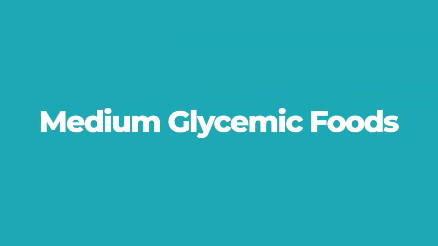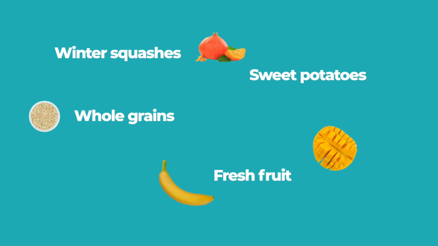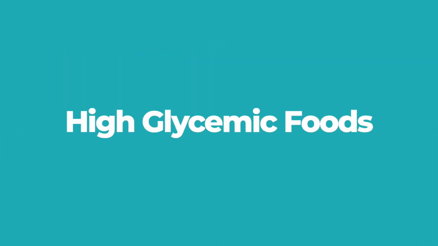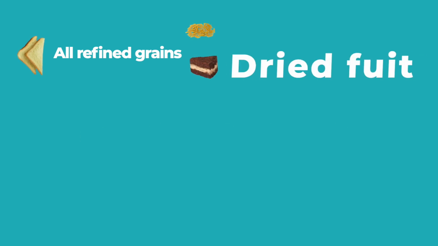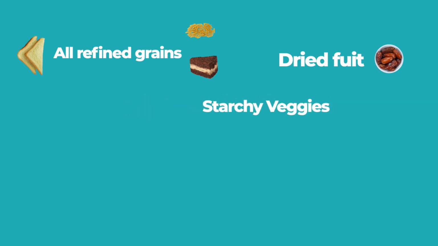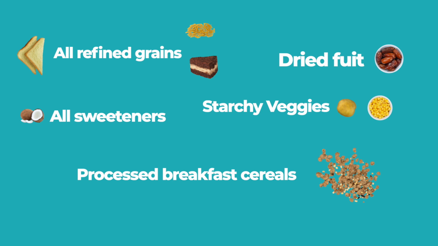The list of medium glycemic foods: winter squashes, sweet potatoes, whole grains, and fresh fruit like pineapple, banana, mango. And the high glycemic foods that you should be avoiding on a low glycemic diet are all refined grains like white bread, white pasta, pastries, white rice, white flour, dried fruit, starchy vegetables like white potatoes and corn, then sweeteners, refined sugar, cane sugar, date sugar, coconut sugar, and processed breakfast cereals, for example, cornflakes, or any ultra-processed breakfast cereals.